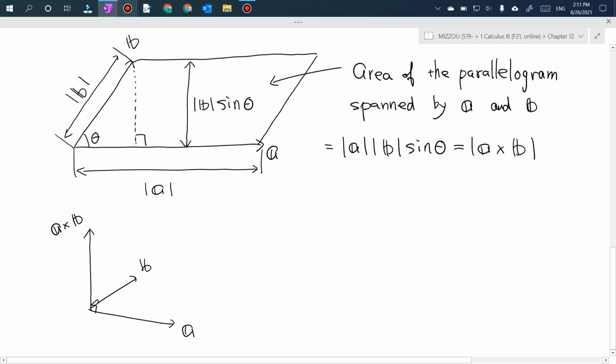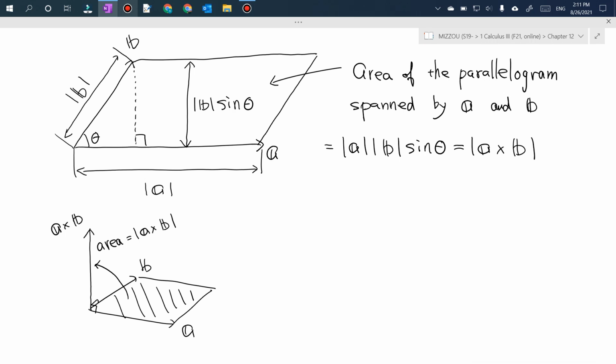Now, here we have the parallelogram spanned by those two vectors, and the area is the length of this cross product. Area is precisely the magnitude of A cross B. So that's what's happening for cross product. Okay.